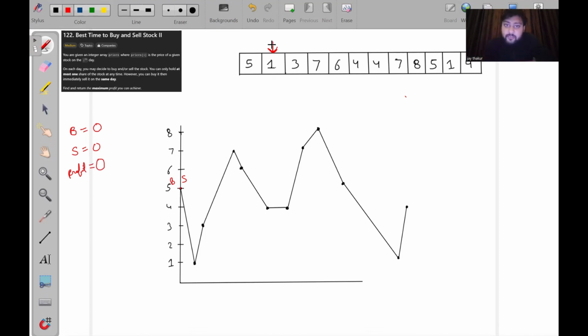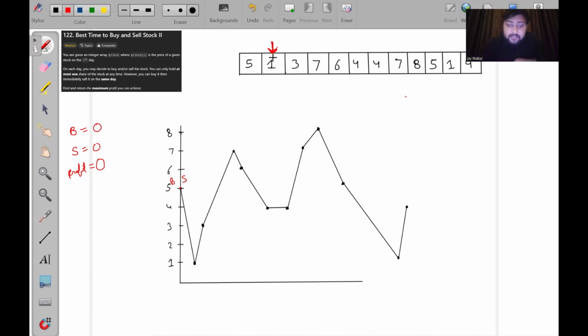Now we will start from the first index. Why are we starting from the first index? Because we have to keep track of the future, how the price of the stock is varying. So when we are on this day, we will compare this price with the previous day. If the price on the previous day is smaller, that means we are getting some benefit from this place. We are maximizing the profit here. Okay, so let's try to solve this.